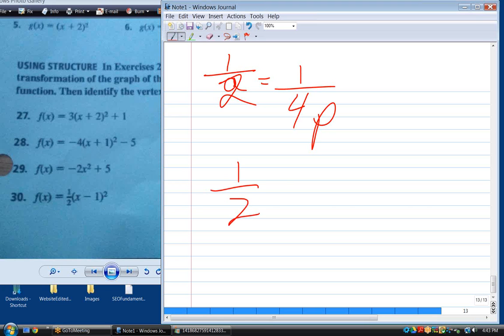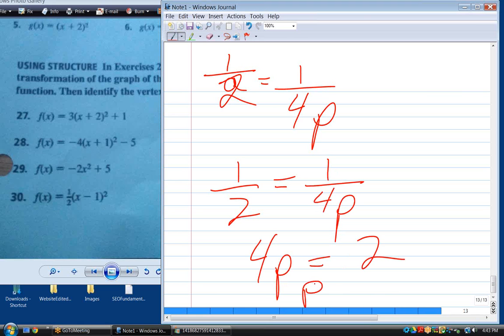Doesn't make sense. No. Let's solve this. Cross multiply. Oh, I forgot to cross multiply. 4P equals 2. P equals 1/2. Oh, okay. It's a coincidence that P is equal to A here. I guess it's always going to be equal to A whenever A is 1/2, but it still is a coincidence. All right.